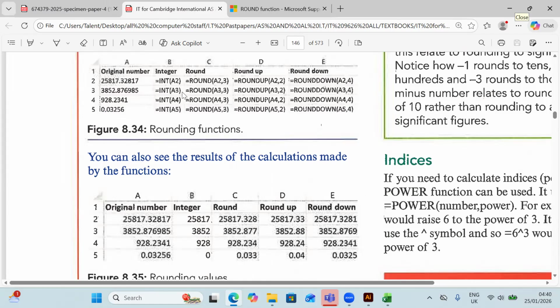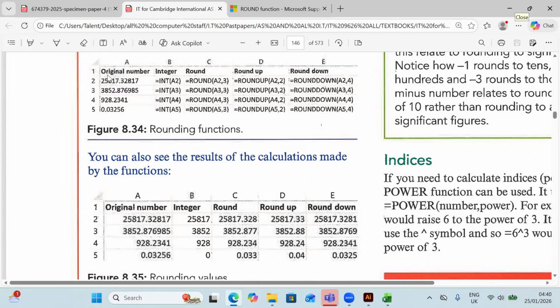Now let's look at the round function. This round is the one that we have been doing from primary school, the rounding we do even in our math subject. We write equals round, then the number that you want to round, and we always use the reference of the cell that holds that number, comma, the number of decimal places. How many decimal places do you want after that?